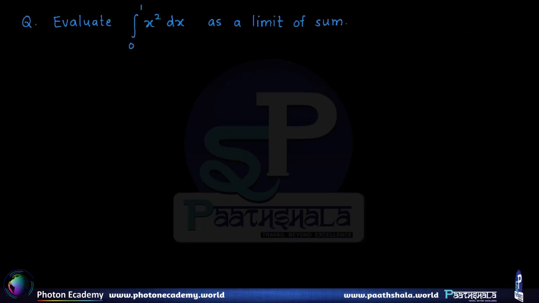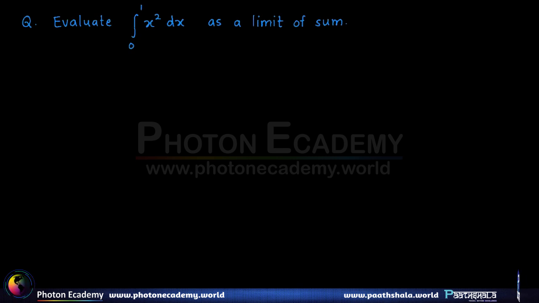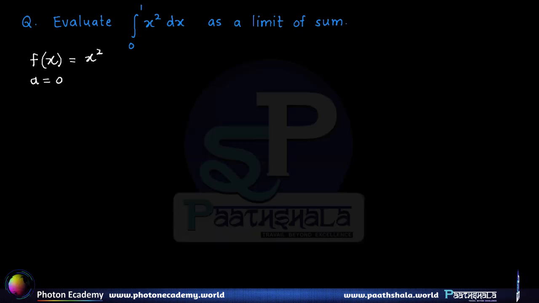Now in this example, we have to evaluate the definite integral of x square from the limits 0 to 1 as a limit of sum. As we have seen how to calculate a definite integral using the concept of limit of a sum, first of all, let us write down the symbols. The function that we are talking about here is x square. The lower limit a is 0, upper limit b is 1, correct?